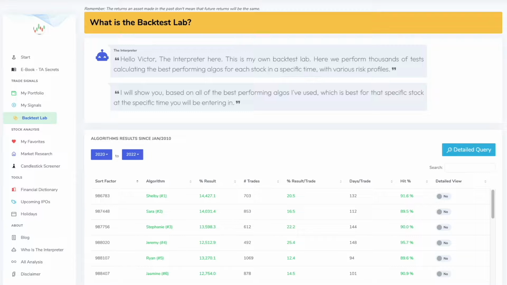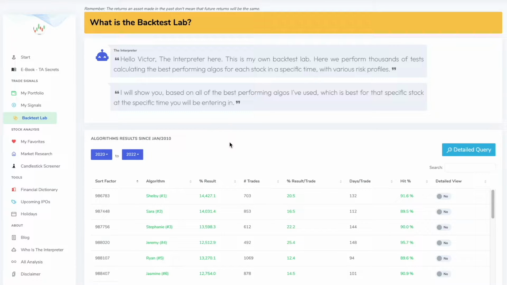Now, for us to understand the entire picture, let's break this down piece by piece and show how we can find new profitable opportunities in the stock market. So here on the screen is where we will first land when we come into the Backtest Lab. Here, as standard, we will have results for the last 2 years. So you can change this date as you'd like or compare two specific dates by clicking here in Detailed Query.